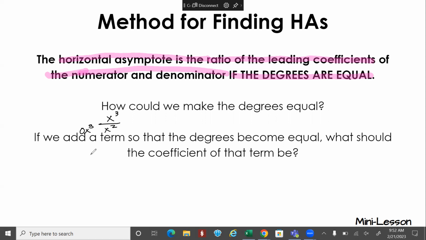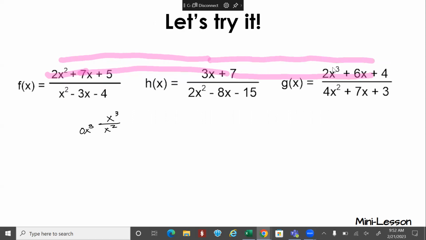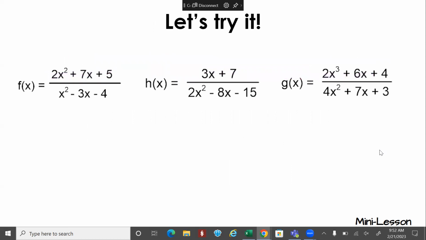Does that make sense? Okay. So let's go ahead and put this into practice. So go ahead and take a moment, write down these 3 and leave some space underneath for them. So what you're going to do is you're going to look at your highest degrees. Okay, so normally that's going to be in the front, right? But sometimes they like to act crazy and put it somewhere else.